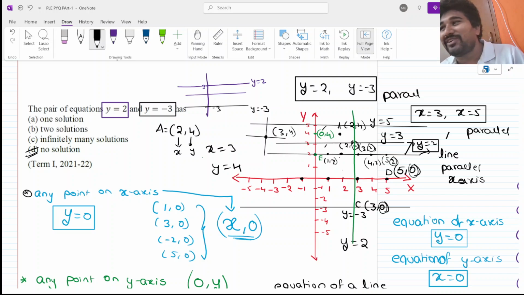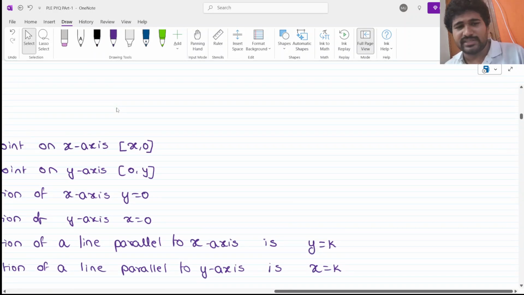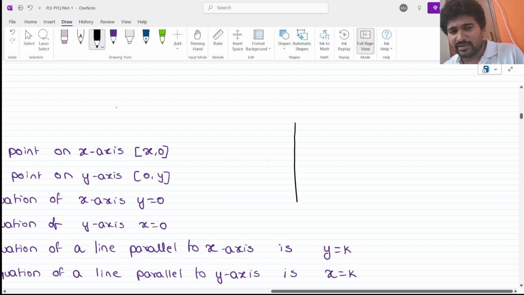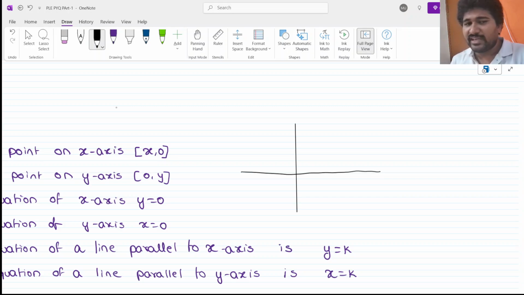3,4 is that point, the x value and the y value where it will meet the two lines. 3,4 they will meet. Understand? If needed we will check that also. Let's see here. For example, I am drawing, this is our y-axis, this is our x-axis.